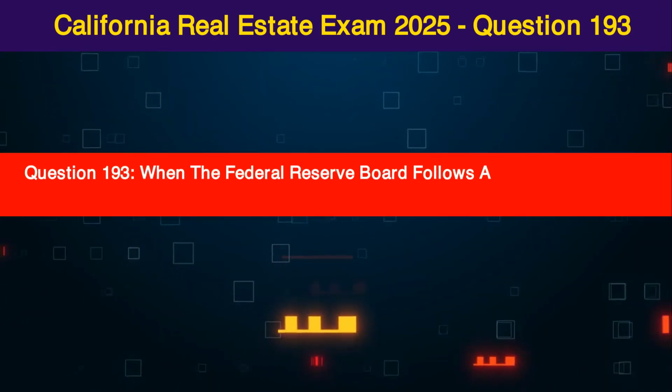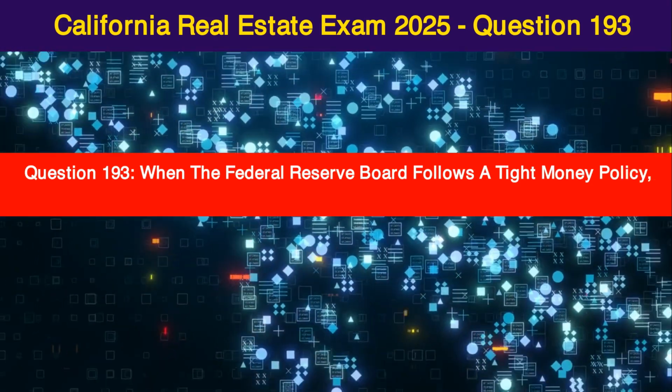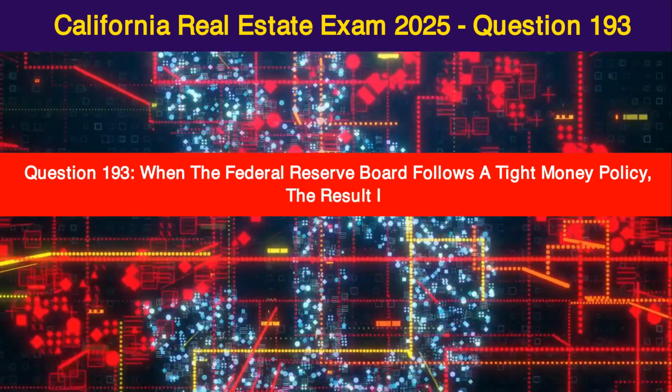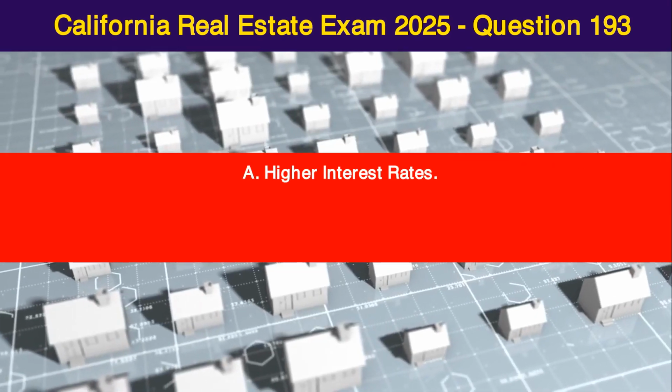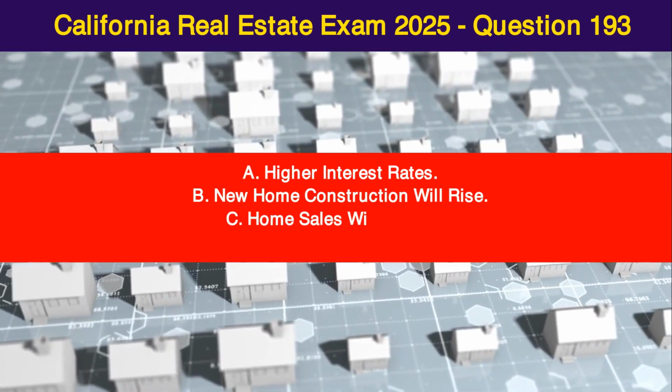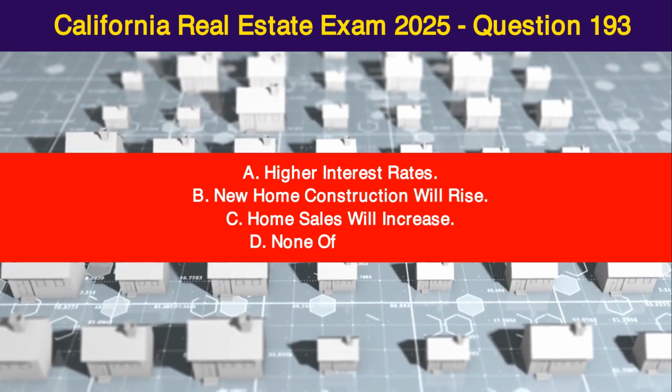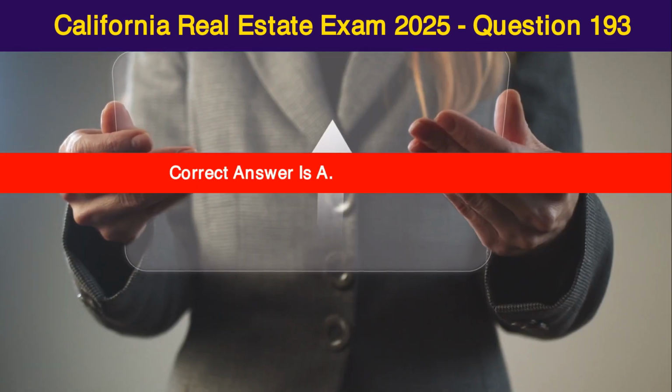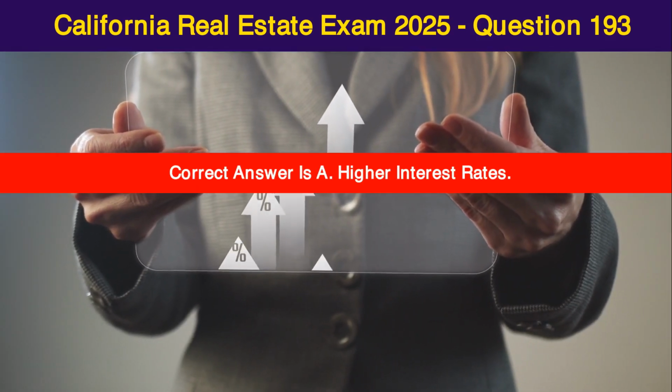Question 193. When the Federal Reserve Board follows a tight money policy, the result is A. Higher interest rates. B. New home construction will rise. C. Home sales will increase. D. None of the above. Correct answer is A. Higher interest rates.